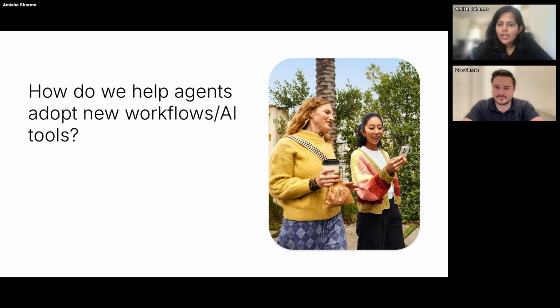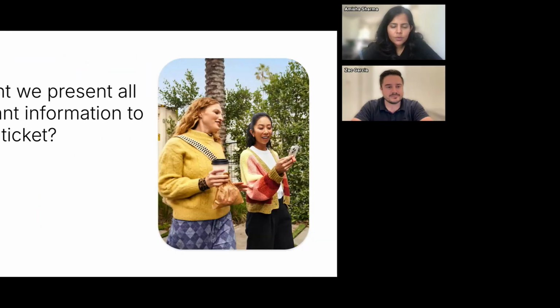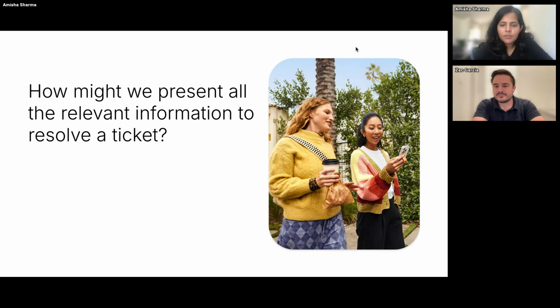All right, I am going to move on to the next one. So how might we present all the relevant information to resolve a ticket? We are hearing from a lot of you that it would be helpful to have all the relevant information to resolve a ticket, and you might not be seeing all that relevant information in the ticket today. So we want to understand, what information do you look at when you want to resolve tickets?